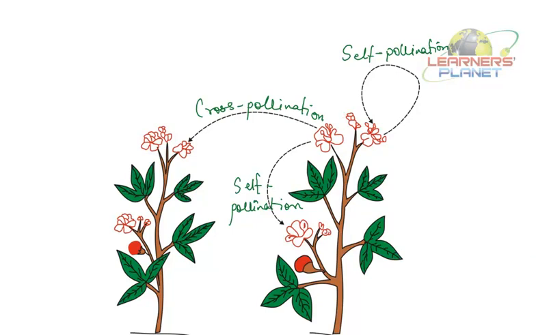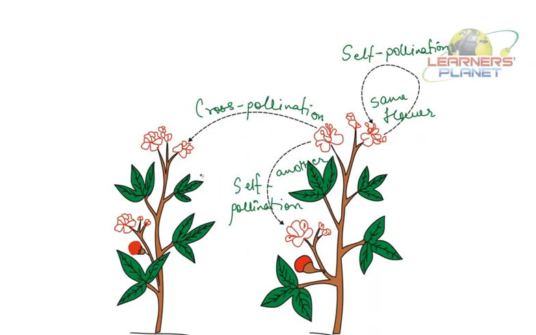Now you see that when the pollen grains from the anther of a flower are transferred to the stigma of the same flower, this is the same flower, or if it occurs on another flower on the same plant, then it is termed self-pollination. Right? So is it clear to you? When the pollen grains from the anther of a flower are transferred to the stigma of the same flower or another flower on the same plant, it is called self-pollination.